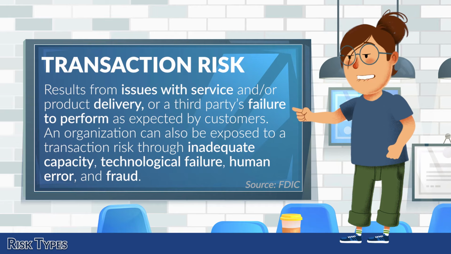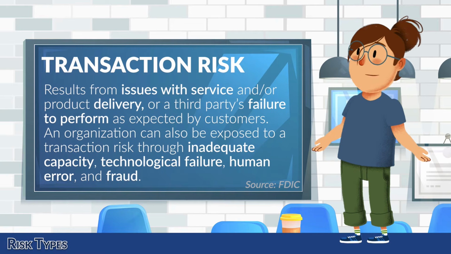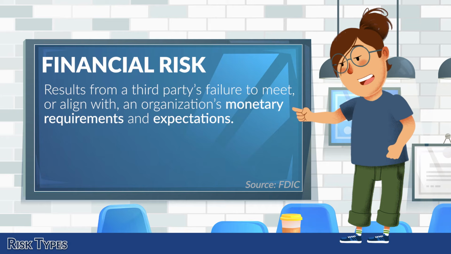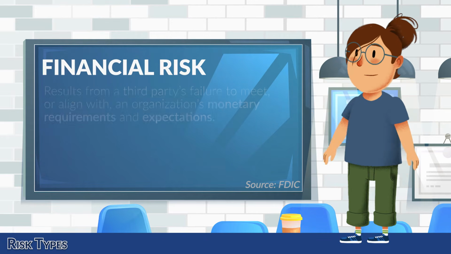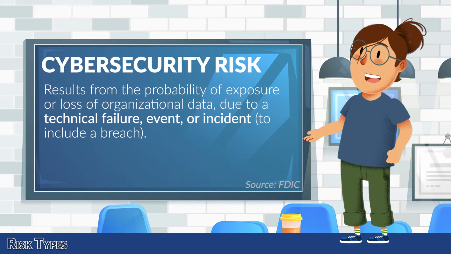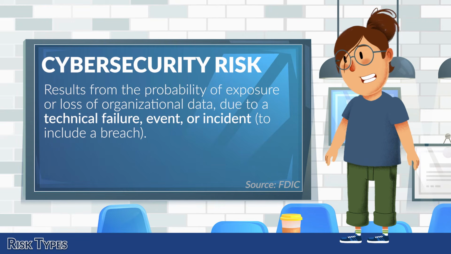Transaction risk results from issues with service and/or product delivery, or a third party's failure to perform as expected by customers. An organization can also be exposed to a transaction risk through inadequate capacity, technological failure, human error, and fraud. Financial risk results from a third party's failure to meet or align with an organization's monetary requirements and expectations. Cybersecurity risk results from the probability of exposure or loss of organizational data due to a technical failure, event, or incident, to include a breach.